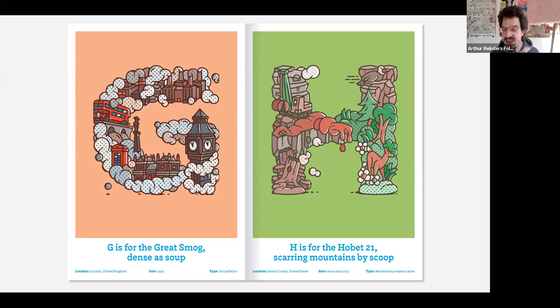On the other side, we have our H for the mountain removal mining. In the past, you just built a mine under the ground. Over here, we'll just chop off the entire top of the mountain and get our ore from there. And this is used a lot for printing ink, for instance. Over here, you can also, again, see very clearly the definition between sort of tranquility and destruction.